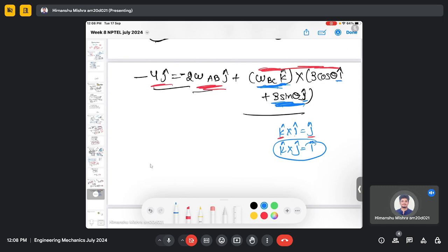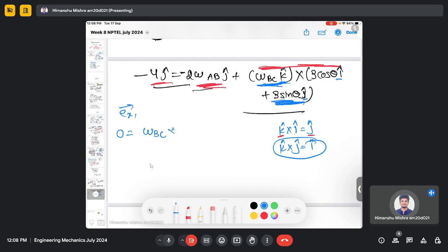So in the x direction, you will have the equation 0 equals omega BC multiplied by 3 sine theta, right? And here you got that omega BC is 0.